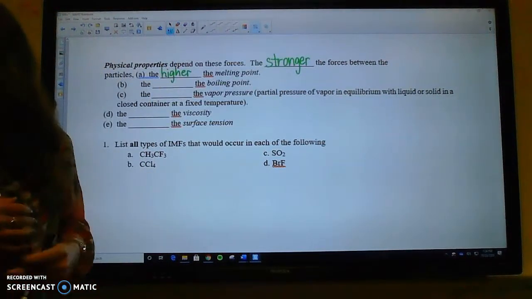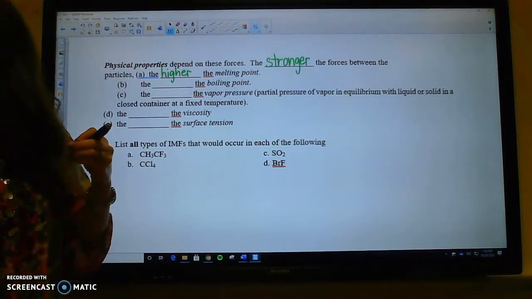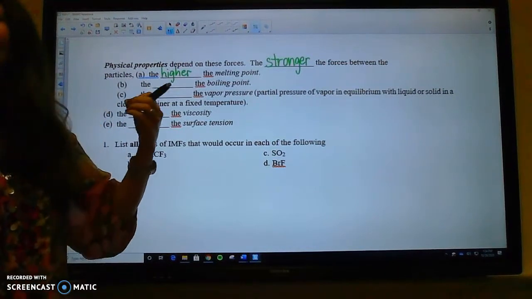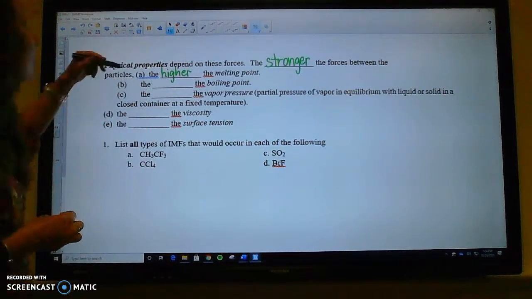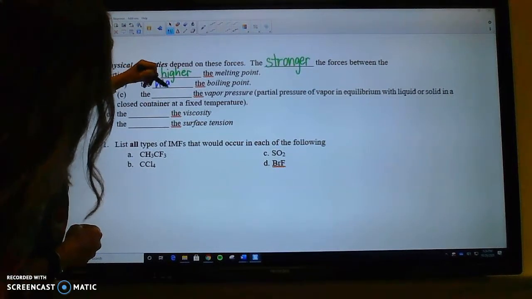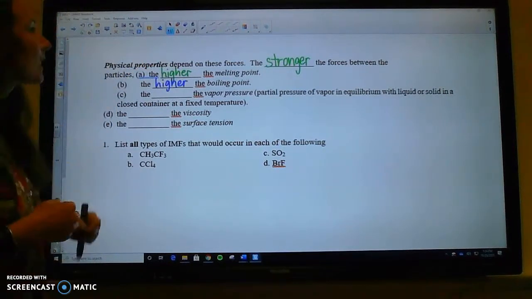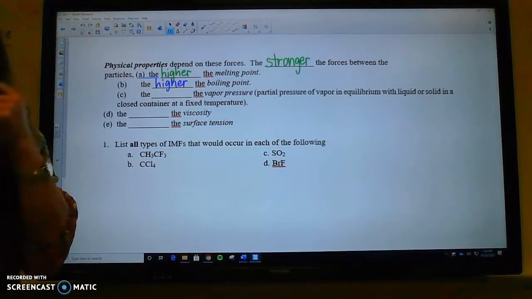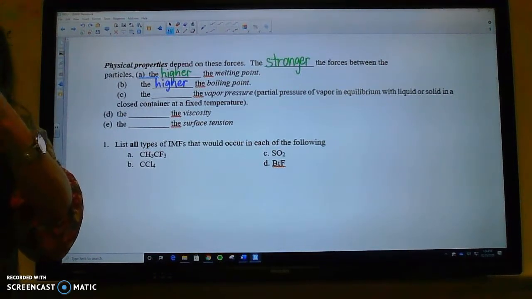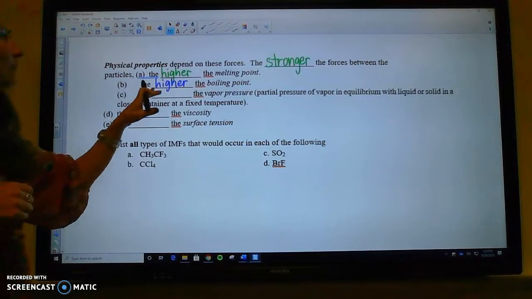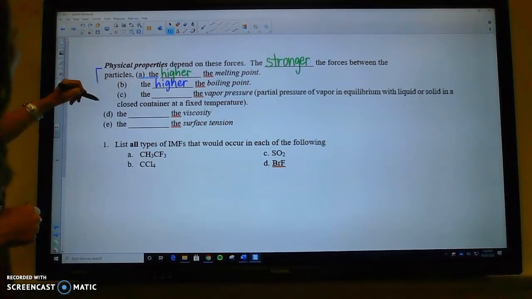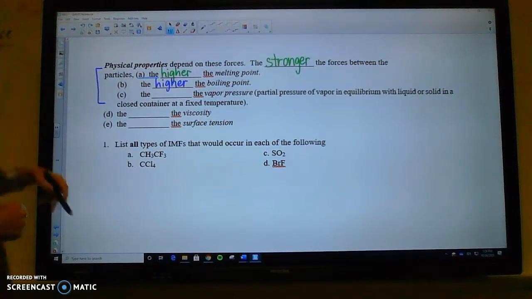What about boiling point? You're going from a liquid to a gas. It's also going to be higher because you're spreading it out even more. Okay, make sure you're writing this down. So the stronger the forces, the higher the melting point, the higher the boiling point. Vapor pressure is another one. So like these three I want y'all to focus on the most.